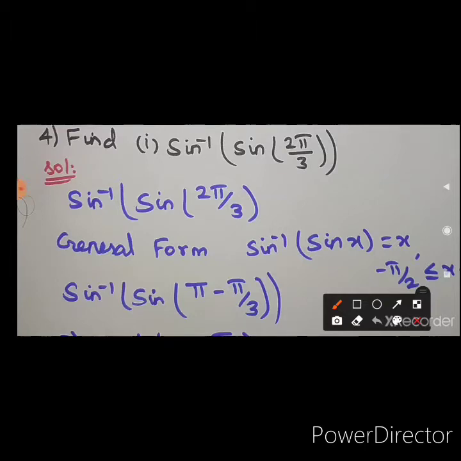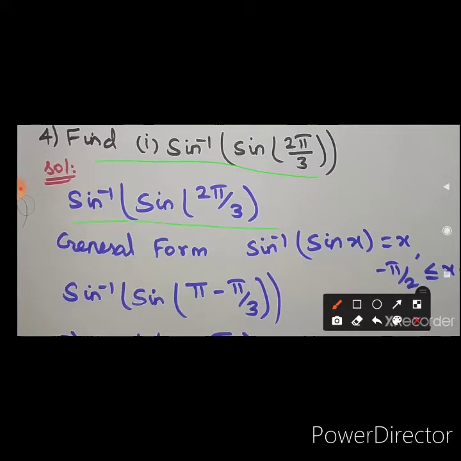Exercise 4.1, fourth sum, subdivision 1. Find the value of sine inverse of sine 2 pi by 3. Solution.